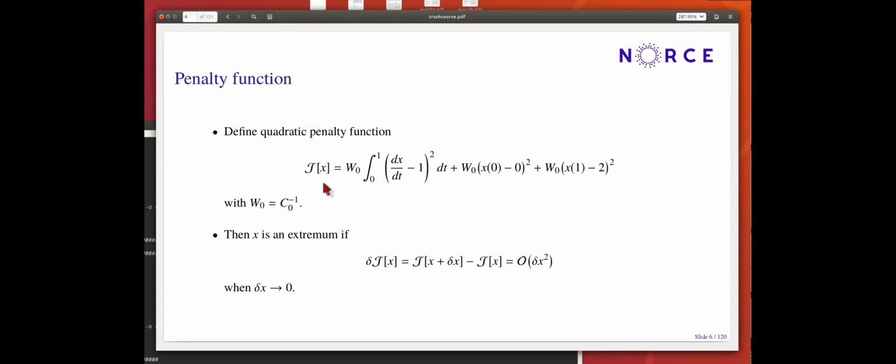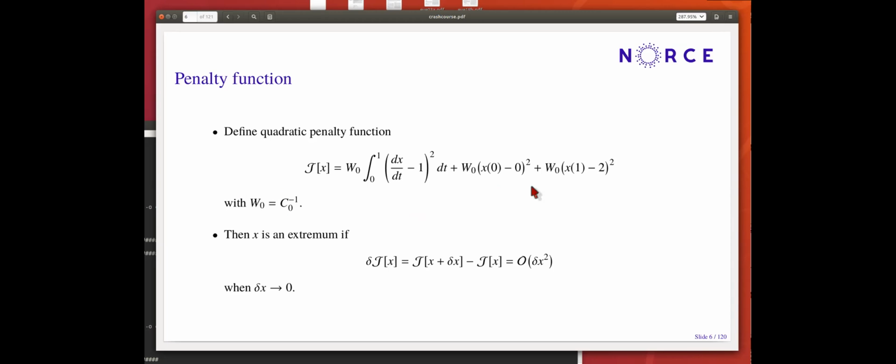Yes, and that's what we do here. We define a cost function that minimizes the model error squared, summed up or integrated over the time interval, plus the initial condition squared and the final condition squared. So these error terms are going to be minimized. And this W0 is just the inverse of the error variance.